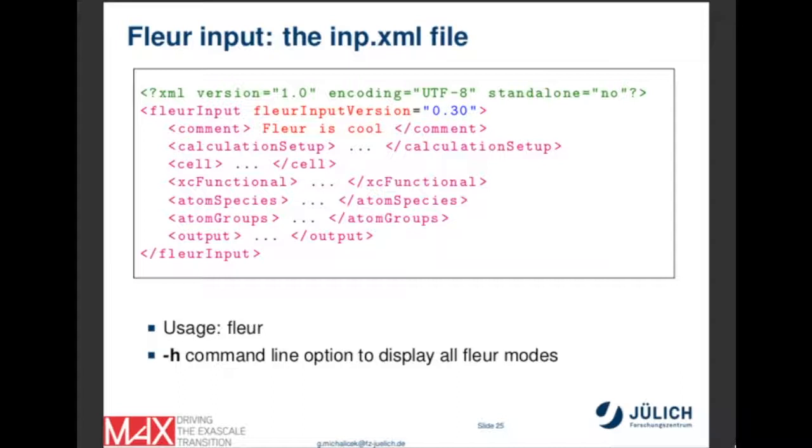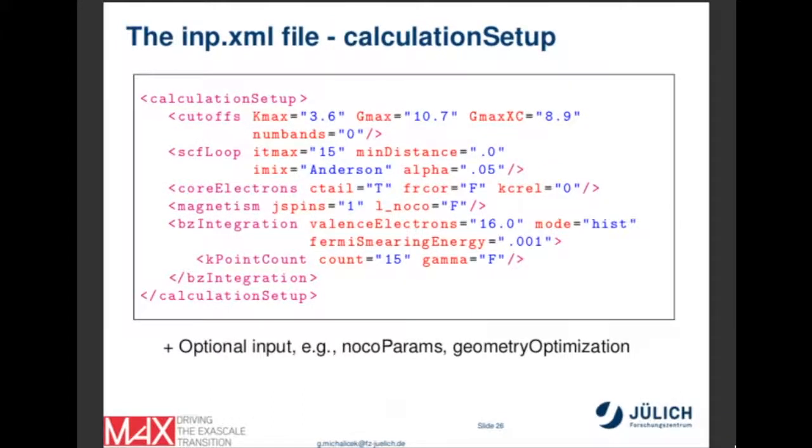Of course, here also you have this -h command line option to see all the FLEUR modes. So in this calculation setup section, you can define the cutoff parameters Kmax, Gmax, and Gmax XC. You can also specify how many bands are to be calculated. 0 is just a shorthand for use a default number, like what you guess is the right thing. Then you can set some parameters for the self-consistency, like the number of iterations you want to perform.